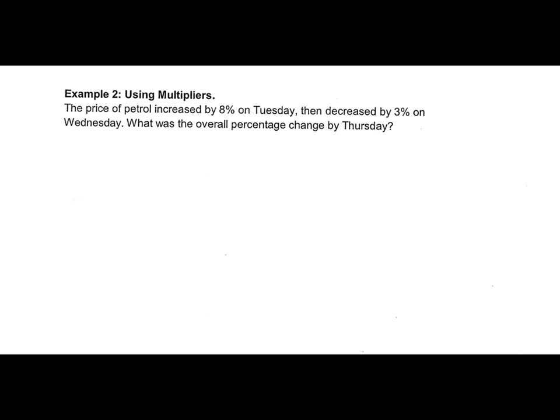The second example asks us to use a multiplier. So the question says that the price of petrol increased by 8% on Tuesday and then decreased by 3% on Wednesday. What was the overall percentage change by Thursday? So our starting point for all percentage questions is that we start with 100%. On Tuesday, it goes up by 8%. So the overall change is that it's gone to 108%.